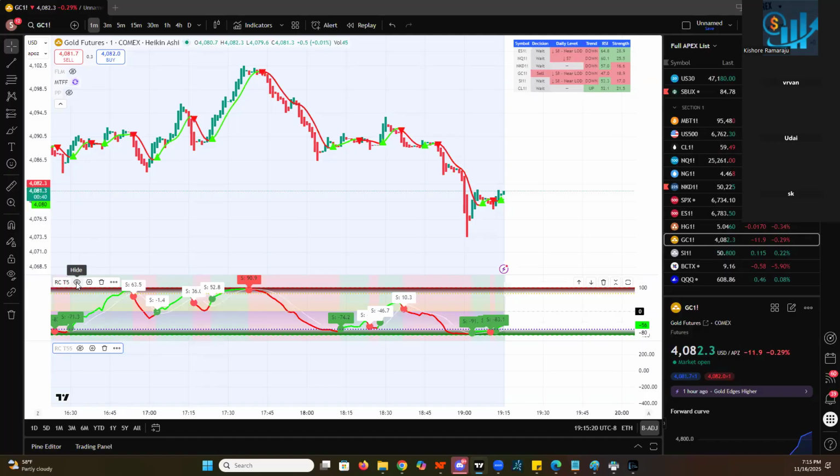In the bottom you see that it came to the bottom. In the top you see that it became from red to green. But in the bottom pane, you see that it came all the way to the bottom, right? That minus 83, minus 90. That means there is a possibility that the GC will bounce now.